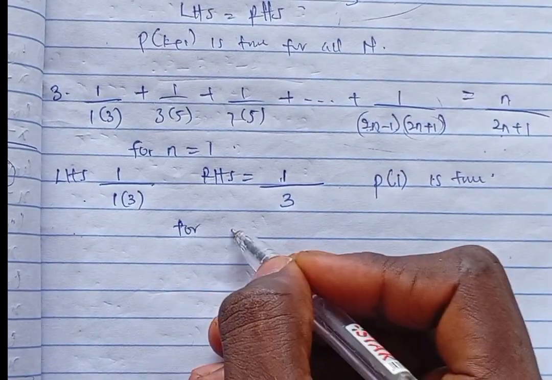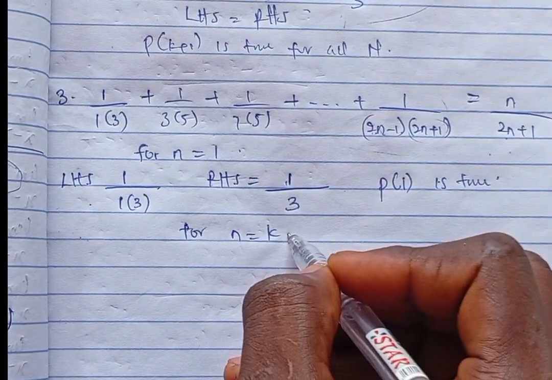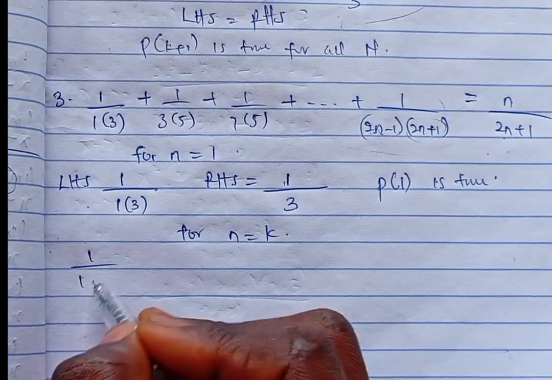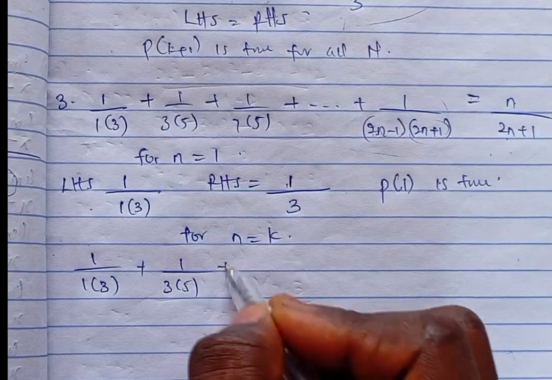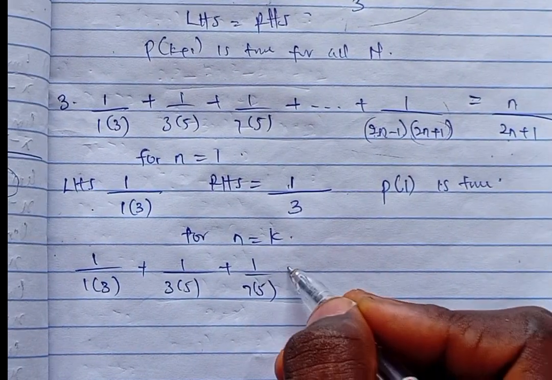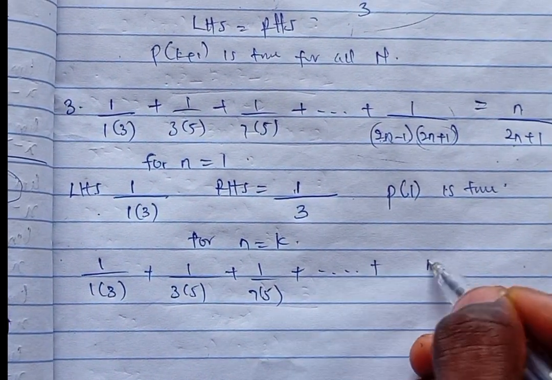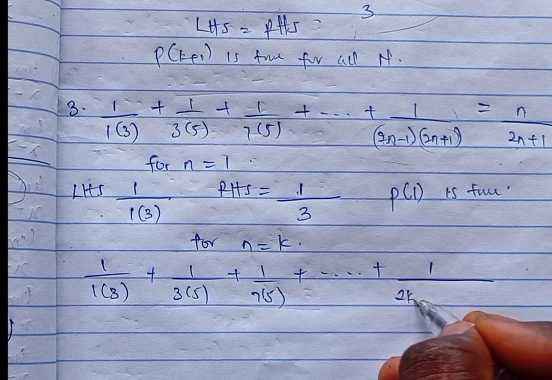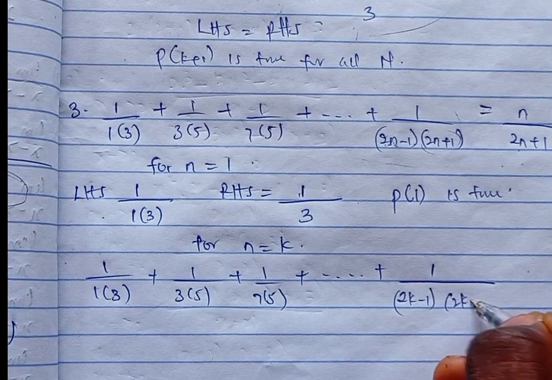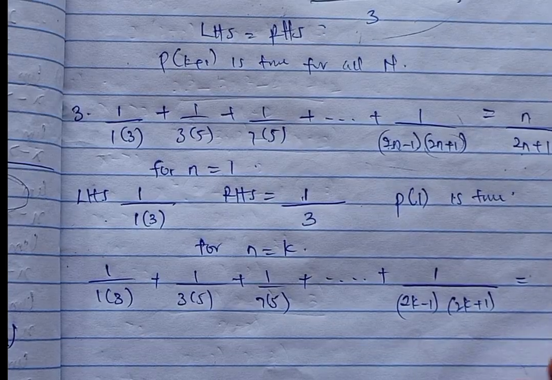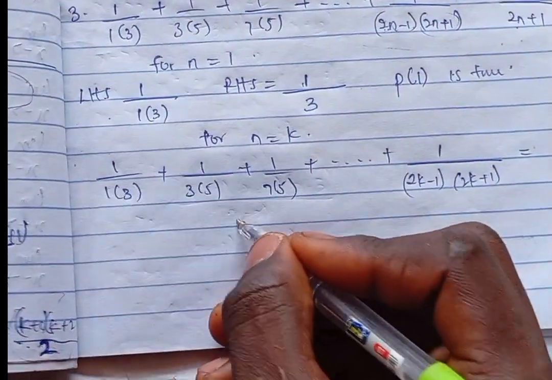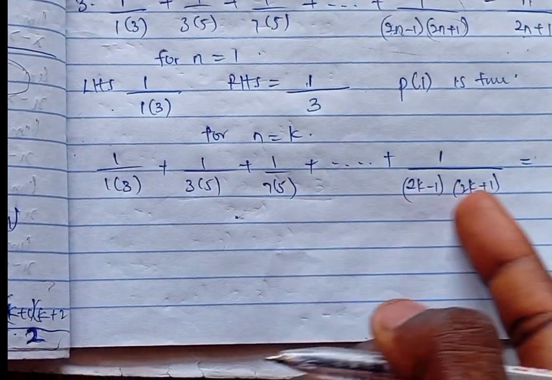For n equal to some k, you simplify. You have 1 over 1 of 3 plus 1 over 3 of 5 plus 1 over 5 of 7 plus, when n is equal to some k, you have 1 over (2k minus 1)(2k plus 1), is equal to k over 2k plus 1, right? So that one is for when n is equal to k.